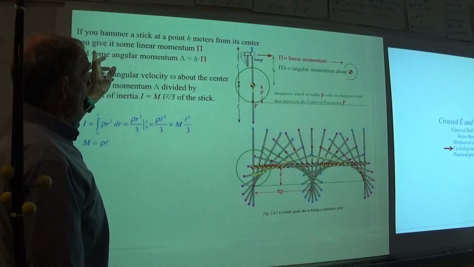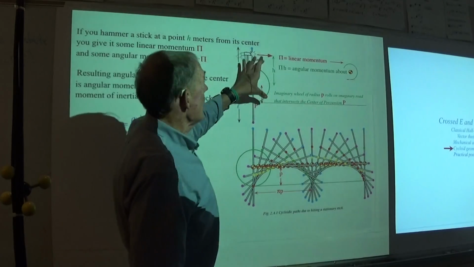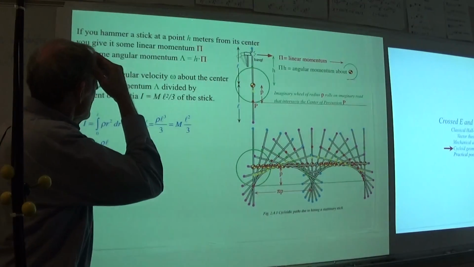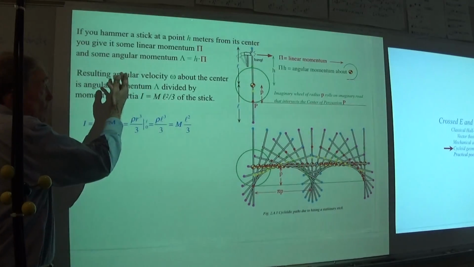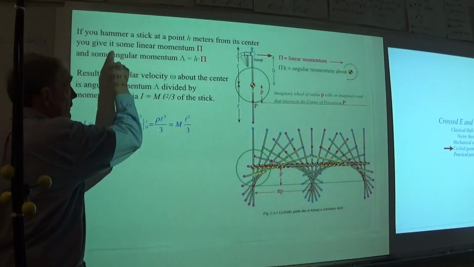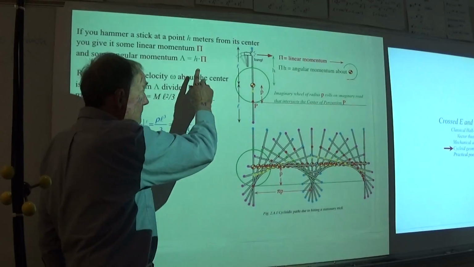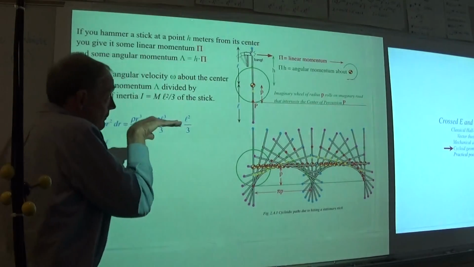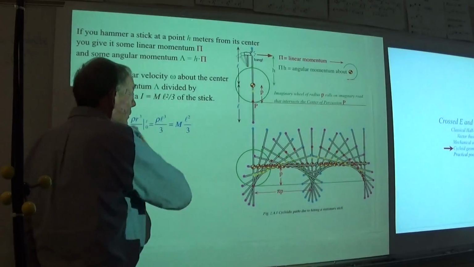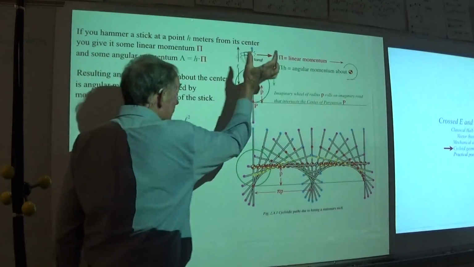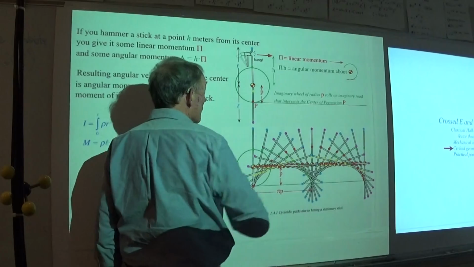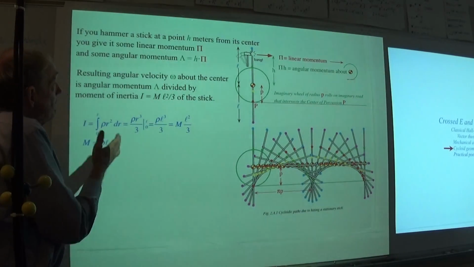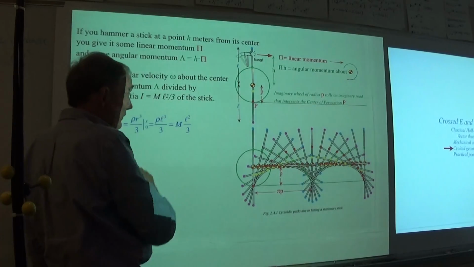Now, the idea of hitting the stick at a certain height above the center of gravity lets us quantify the fact that you've given it some linear momentum, however much momentum that hammer has. It will be this thing we call Greek pi for linear momentum. But at the same time, you gave it some angular momentum.